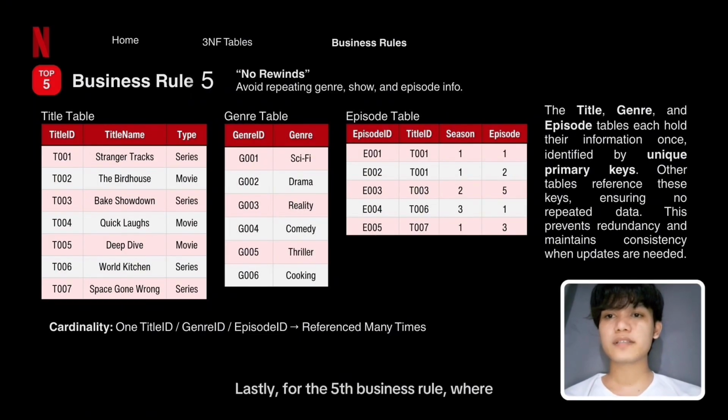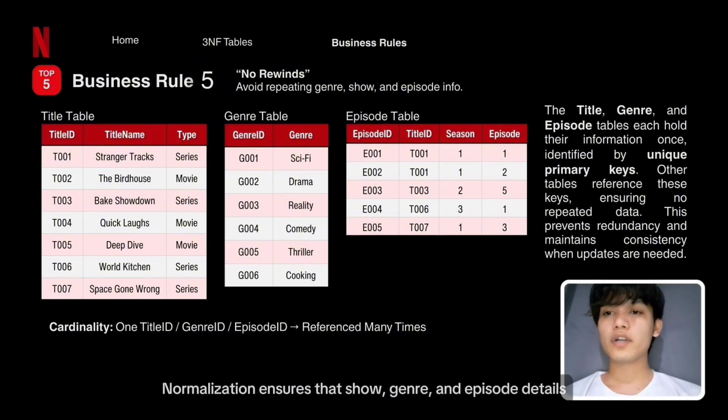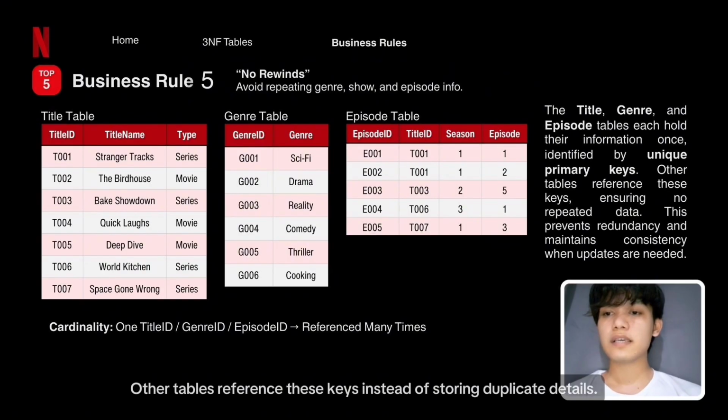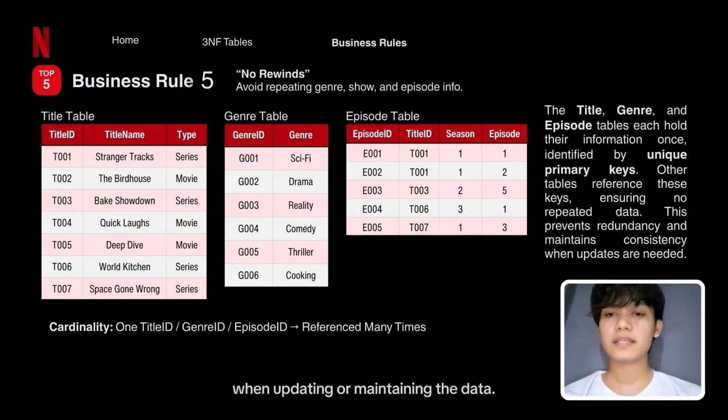Lastly, for the fifth business rule, where repeating genre, show, and episode information must be avoided, the title, genre, and episode tables are the ones involved here. Normalization ensures that show, genre, and episode details are stored only once in their respective tables. Each table uses its own primary key, which are the title ID, genre ID, and episode ID, to uniquely identify records. Other tables reference these keys instead of storing duplicate details. This prevents redundancy and avoids anomalies when updating or maintaining the data.